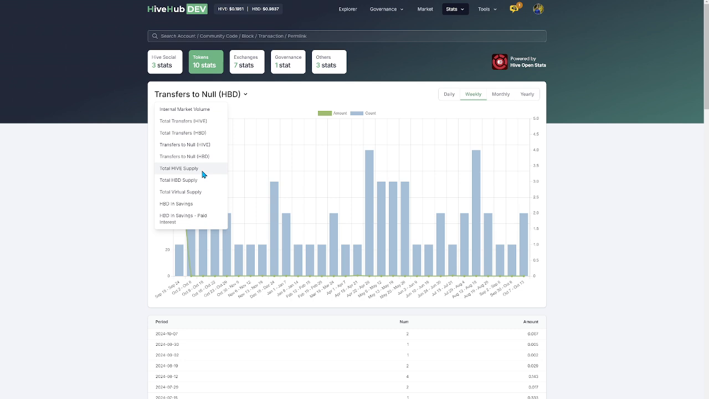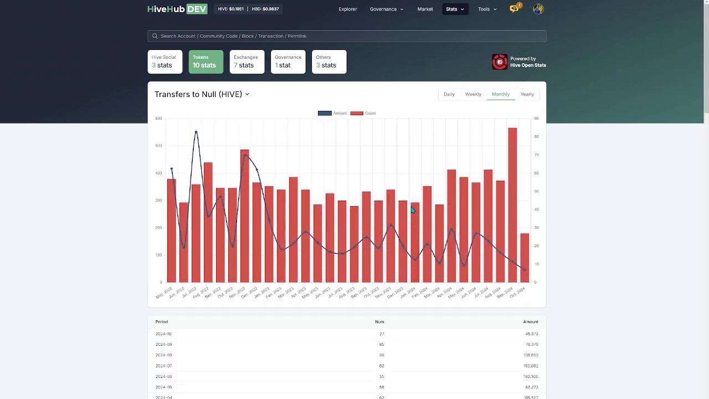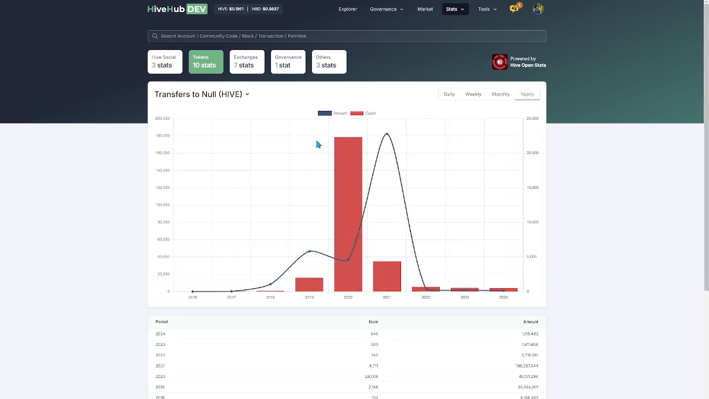Probably a lot more transfer to null for Hive, because there are certain things that transfer to Hive. So let's take a look here. On this day, 41 Hive was transferred to null, and you can look at it in terms of months. How much was transferred? 413 on that month. In terms of years, there used to be a lot more transferred to null.